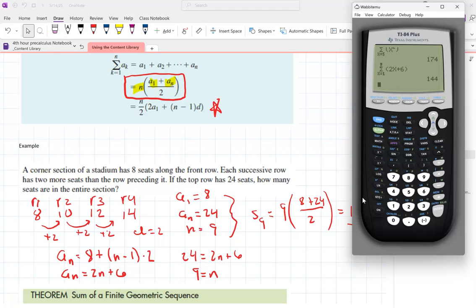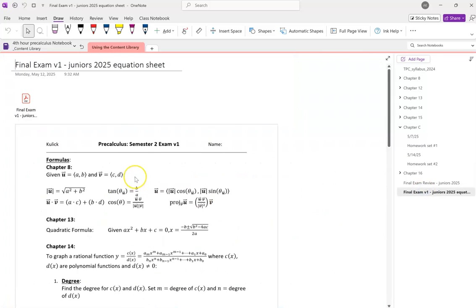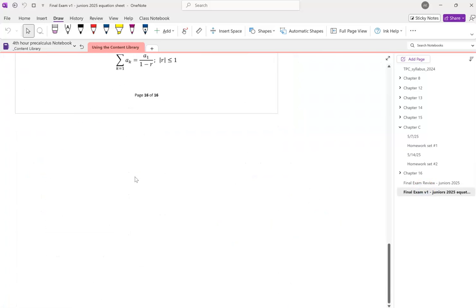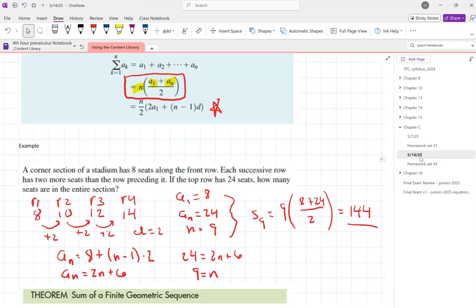Now, I would give you the formulas, right? If you look on the OneNote, I put the equation sheet that I'll give you for the final on there. You'll notice that, hey, there's those formulas that we just went through. So those are all on there. But that's basically the gist of it. What do you guys think? It's all right?